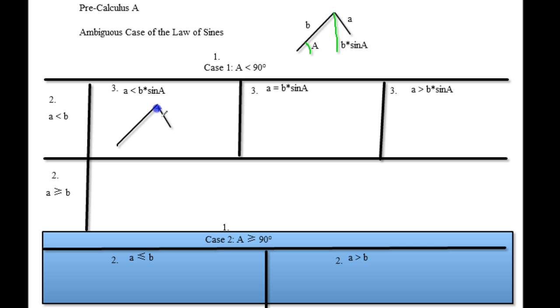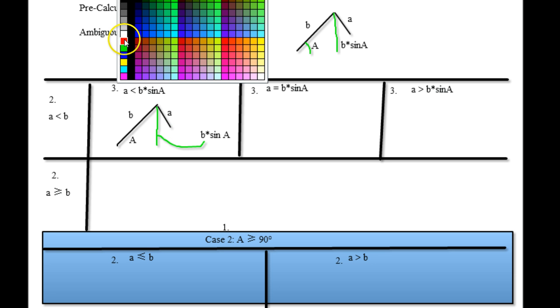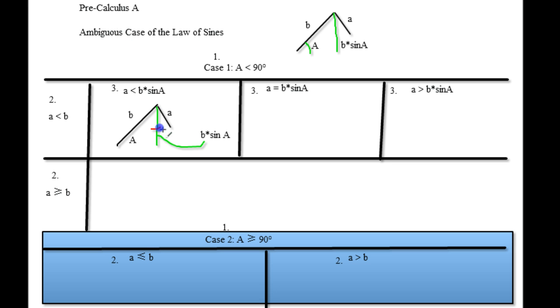Alright, so a is less than this, so I draw my line straight down. Okay, here's angle A, here's side b, here's side a, and this right here is b times the sine of A. If this side is less than this side, then when I try to swing it, and what you're going to do is try to swing this side down, no matter what, I'm not even going to touch the bottom.